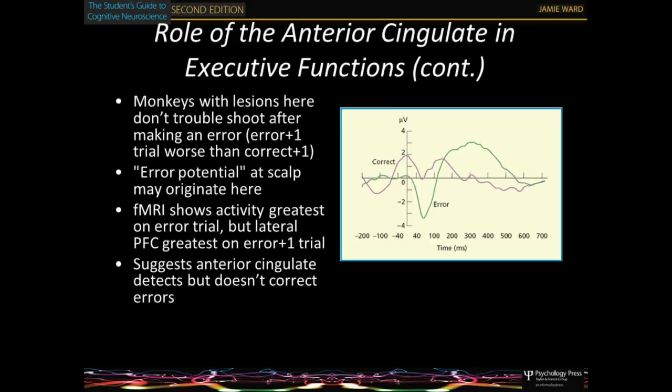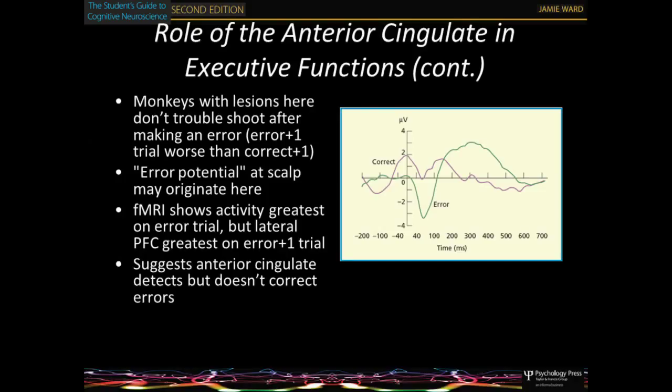I guess you've all been a research participant in a lot of things, but often what you do is you're kind of going as fast as you can to get out of the room, but occasionally you press a button and you make an error. It's like, oh God, and then you kind of slow yourself down on the next few trials, okay? Because you don't want to ruin your friend's experiments or whatever. And it seems to be your anterior cingulate that's involved with that.